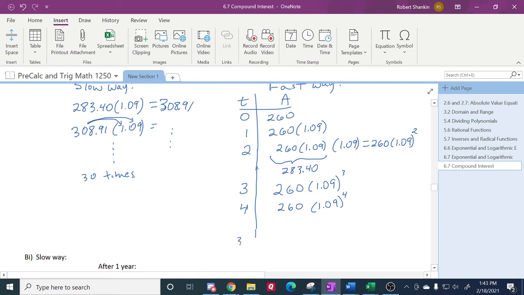So we could jump all the way to 30 and say, oh, the 260 always happens just once. The 1.09, the exponent, is always the same as the year number. So it's to the 30th power. And so we don't have to go through all the others to get this. And so then we punch this out on our calculator, and I'm going to get $3,449.60.